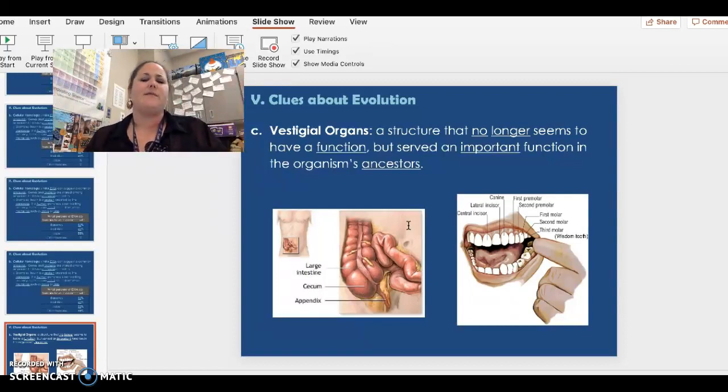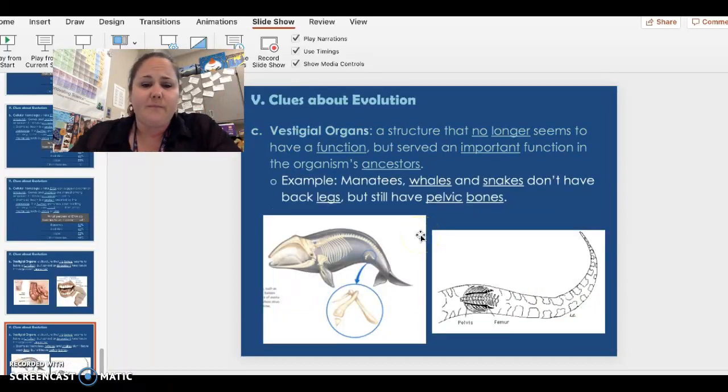So the theory behind a vestigial organ is also they will eventually go away. So you guys have a tailbone, an appendix. If we keep evolving like we are, those will actually just not be there anymore. So every generation, they're slightly being removed. So that's a vestigial organ.